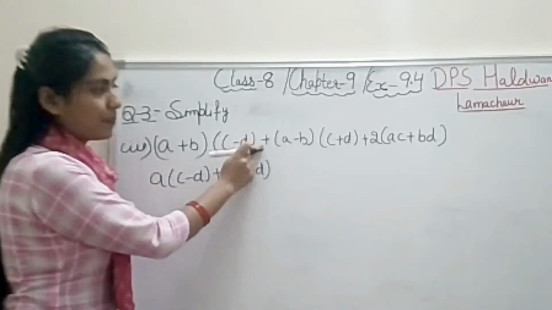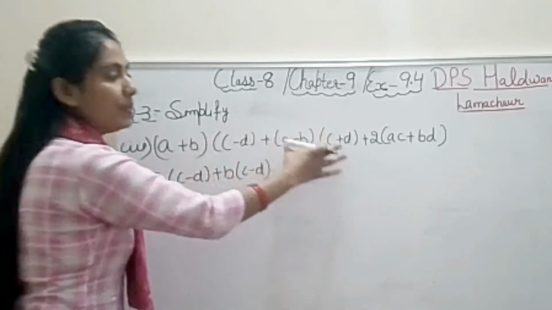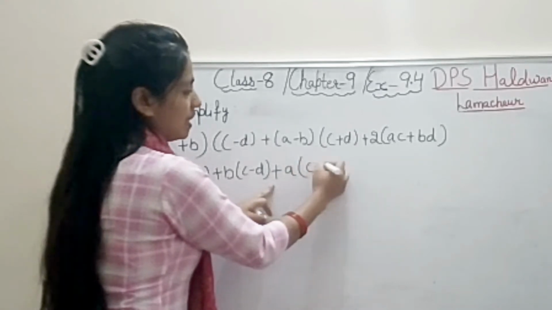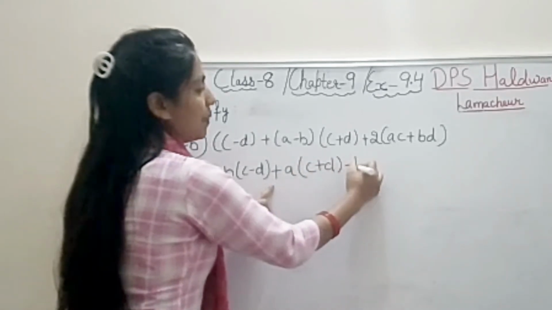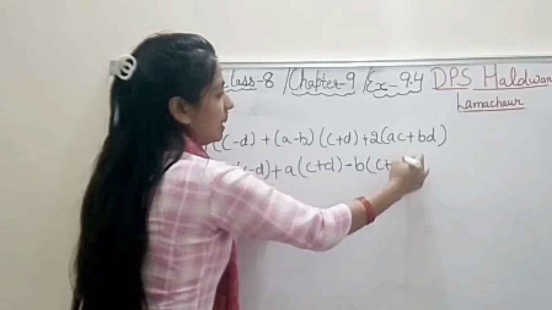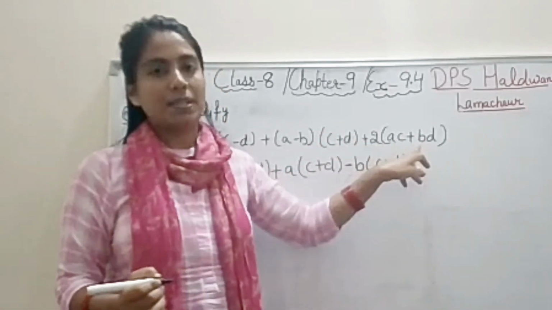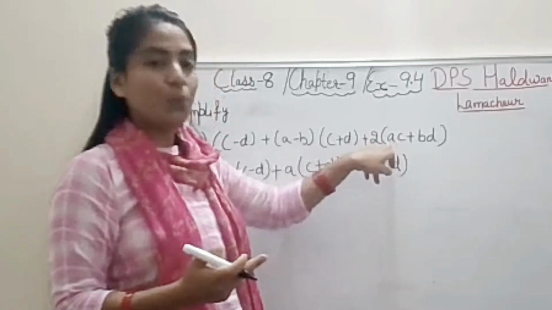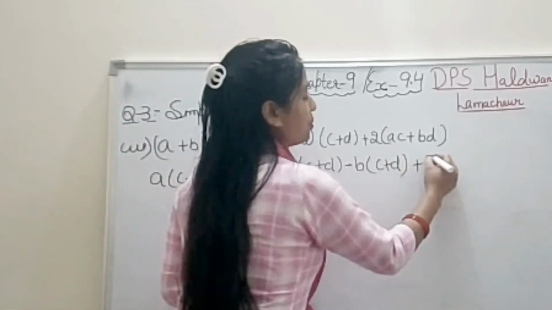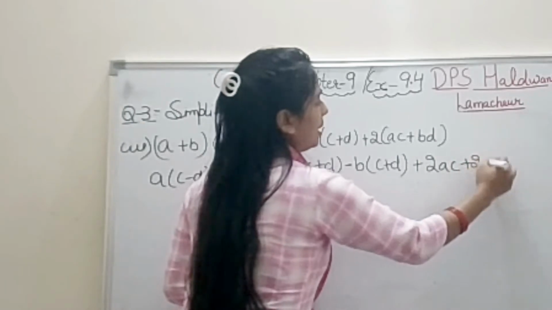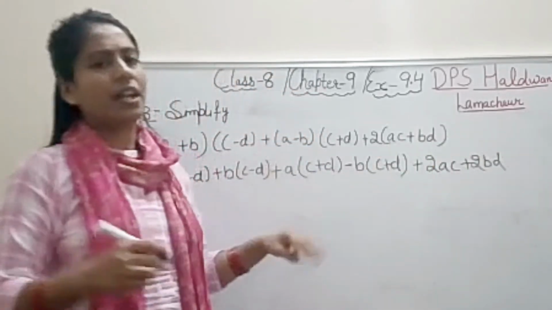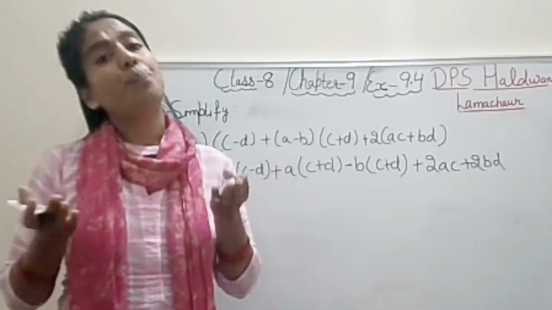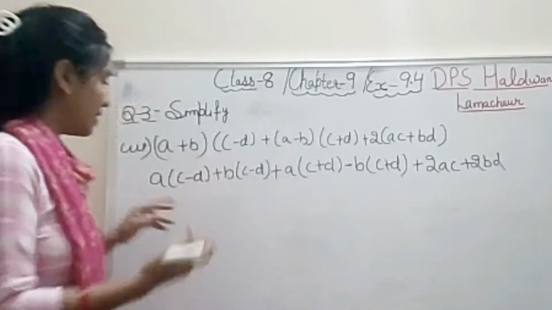This is plus. So it means this is another term, this is another term. So it will be plus a will multiply with c plus d and minus b will multiply c plus d. Again it is plus, and it means it is another term. So it will multiply with 2 outside, so it will be 2ac plus 2bd. Student, as you can see the question, ultimately you will get how to do it. But you have to practice for that. So let's start.